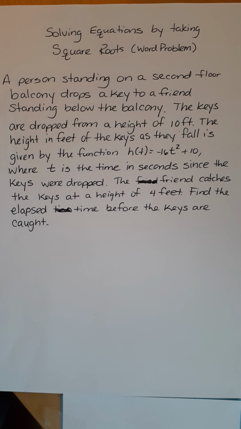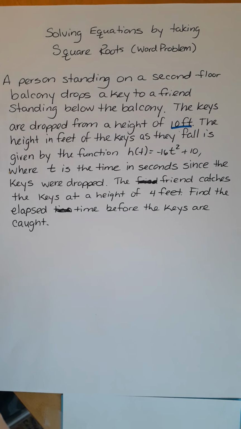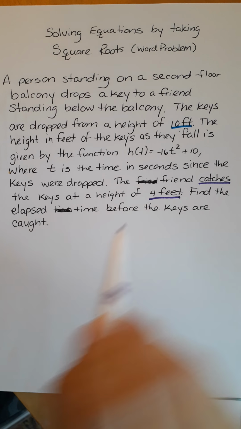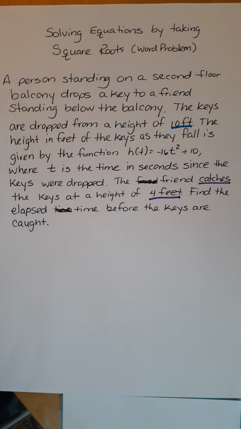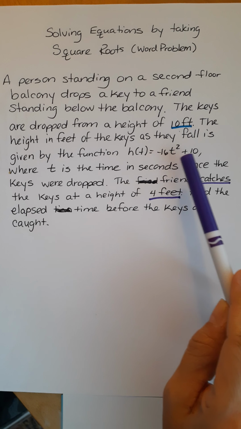This is basically asking, when they say find the elapsed time, how much time did it take the keys to drop? Well, we had somebody standing at 10 feet and then someone catching them at what height? Oh, the friend catches them at 4 feet. So it goes from 10 to 4 feet, and they want to know the elapsed time, how much time passed. And they give you the function, h of t equals negative 16 t squared plus 10.